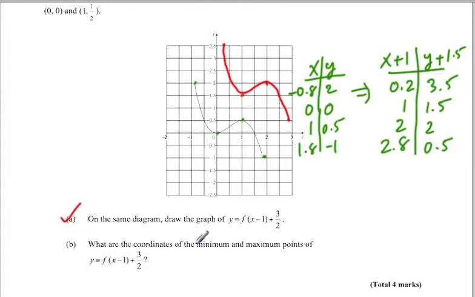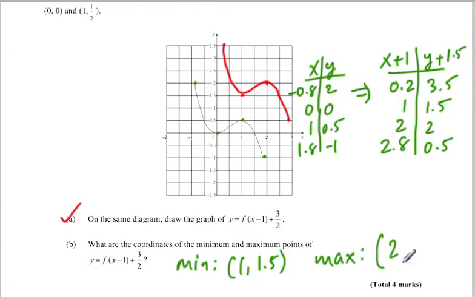So what are the coordinates of the minimum and maximum points of this function? We already know the minimum point is 0, 0, and it maps to 1 and 1.5. So for the minimum, it maps to 1 and 1.5. If you want, you can just read that off the graph. You can see 1 and 1.5 right there. And for the max, because this was the max, 1 and 0.5, that maps to 2, 2. We can also see that on the graph here, 2, 2. So the max is at 2, 2. And that's how we do that one.